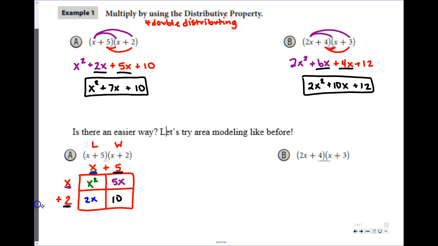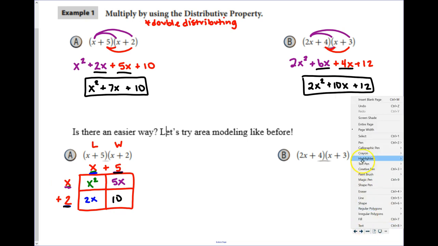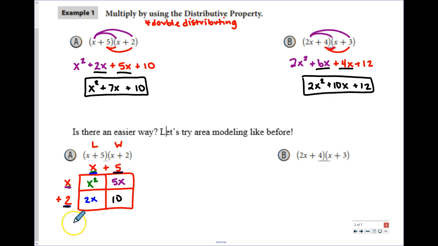Okay, and now when I see all of this together, I want to write the total area, so it's basically all these little areas added together. And I see that these are like terms, so my final answer is going to be x squared plus 5x plus 2x, which is 7x, plus 10. Notice that this is the exact same answer I got here and I got here, because they're the same problem.